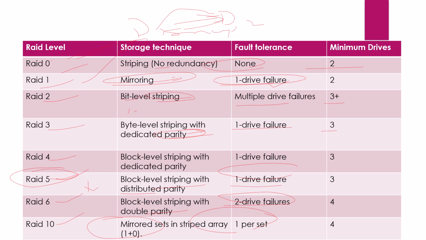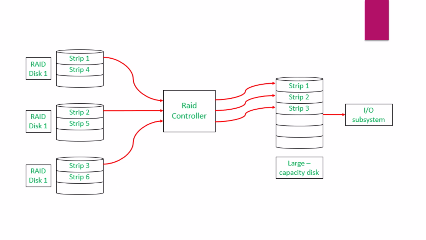This will give you a clear picture. RAID disk 1, disk 2, and so on. There is some naming convention as well. There is a combination, and here we add a controller, that is a RAID controller.